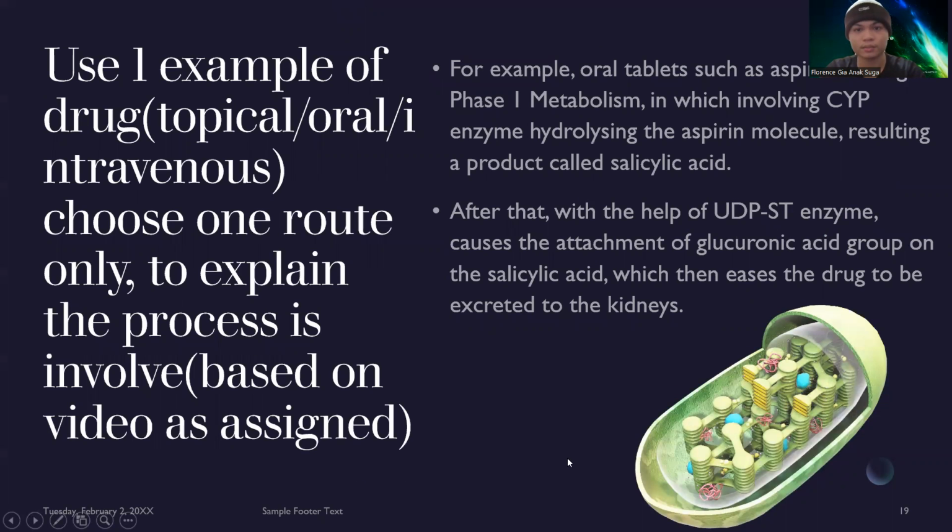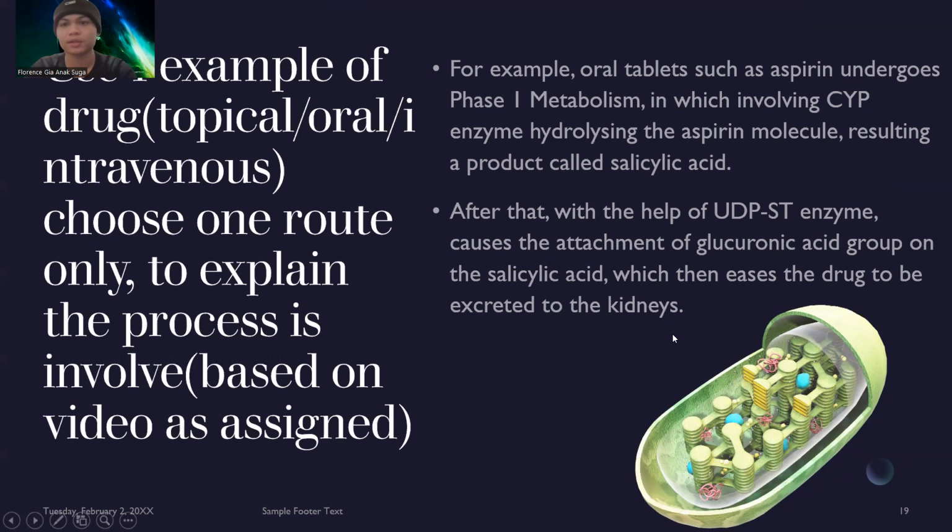One example from the video is oral tablets such as aspirin, which undergoes phase 1 metabolism, in which the CYP enzyme hydrolyzes the aspirin molecule, resulting in a product called salicylic acid. After that, with the help of the UGT enzyme, the glucuronic acid group attaches to the salicylic acid, which then eases the drug's excretion to the kidneys.